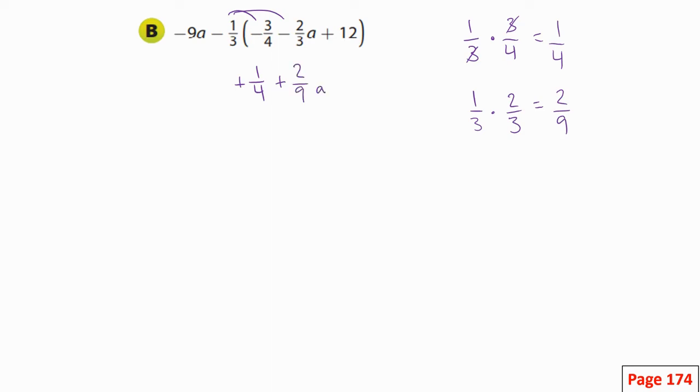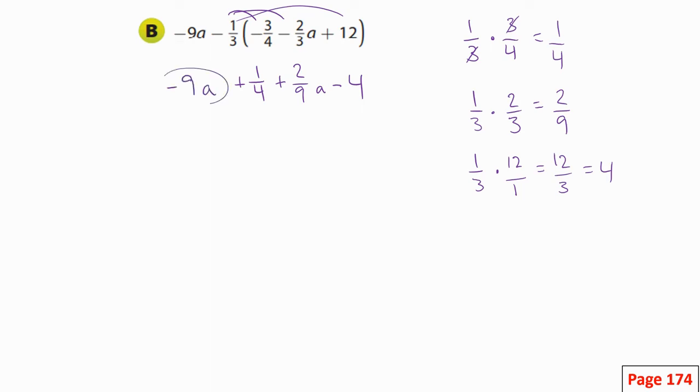2/9a. And then you have 1/3 times 12. 1/3 times 12 over 1, which is 12 over 3, and that is 4. So that's negative times positive, that's negative 4. And then we have also negative 9a at the beginning.